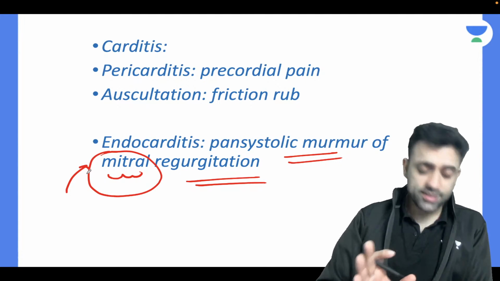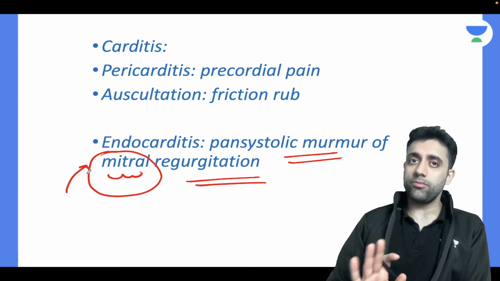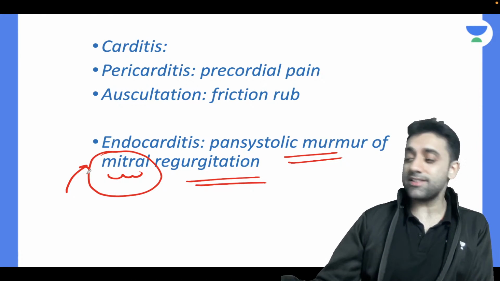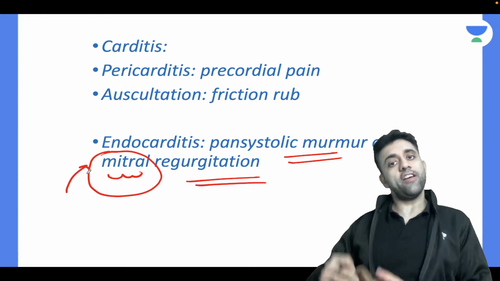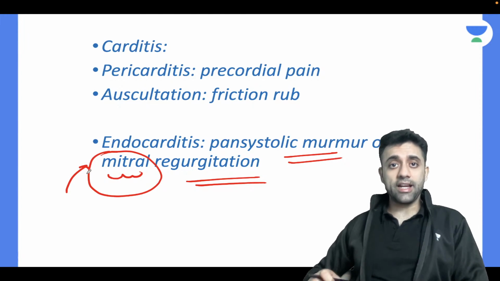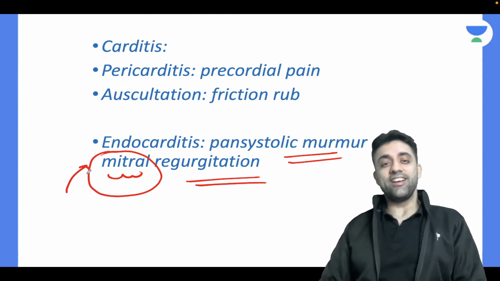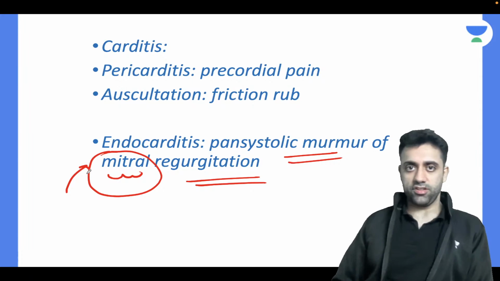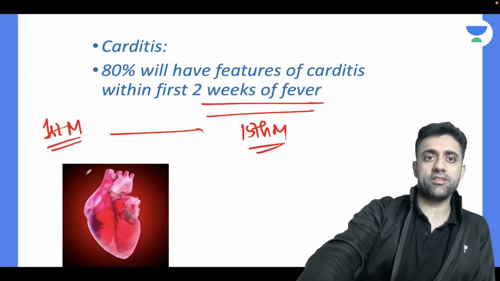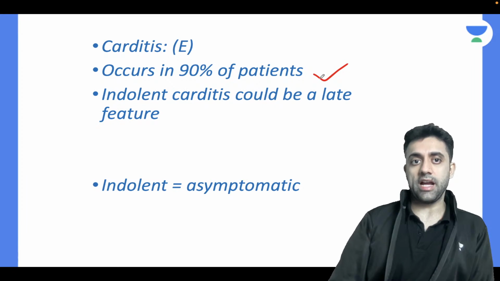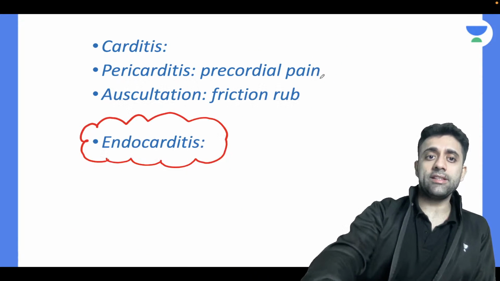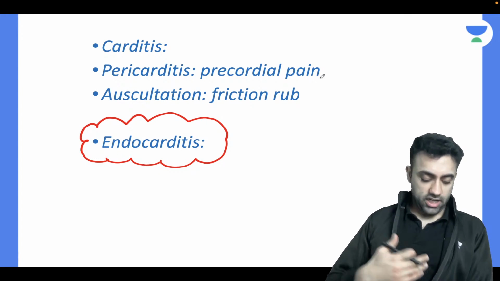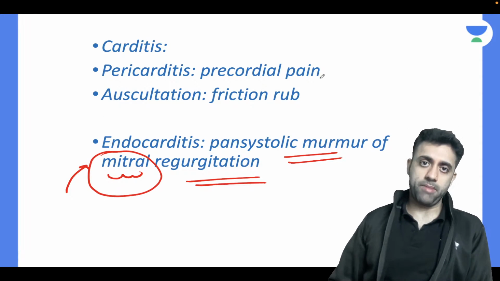Let's revise again. What are we studying? Acute rheumatic fever. What is the name of the criteria? Modified Jones criteria. We have major criteria and minor criteria. Is carditis a major or minor criterion? Carditis is a major criterion. Is it an early manifestation or a late feature? It is a very early manifestation. Around 90% of patients have carditis, and it could be pericarditis or endocarditis. If it is pericarditis, there will be precordial pain. If it is endocarditis, there will be a pansystolic murmur.